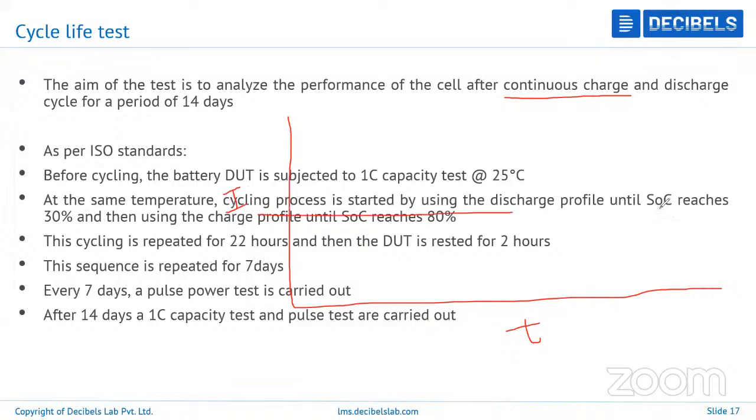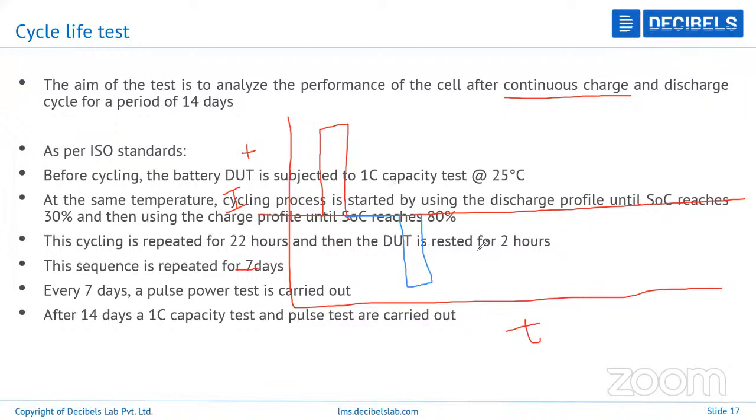Okay, so this is the zero line. We'll charge the cell. So this is charging. Consider that the positive side is charging and the negative side is discharging, right? And we'll discharge it like this. Continuously, this charge and discharge profile will be supplied.